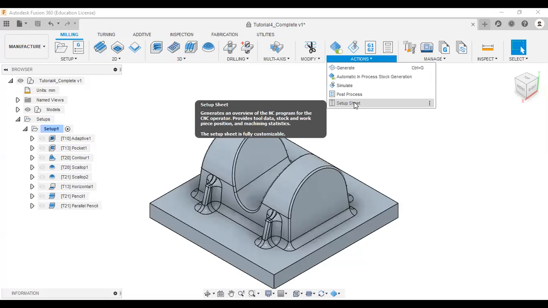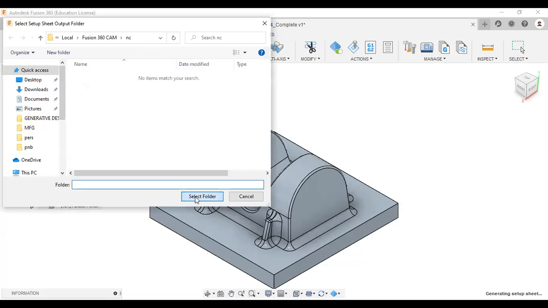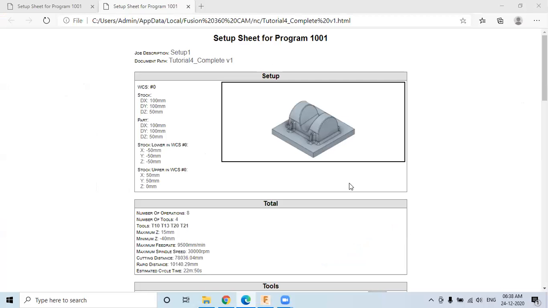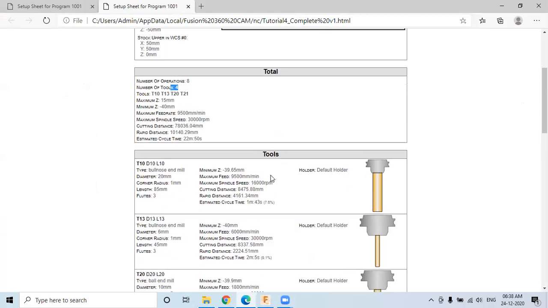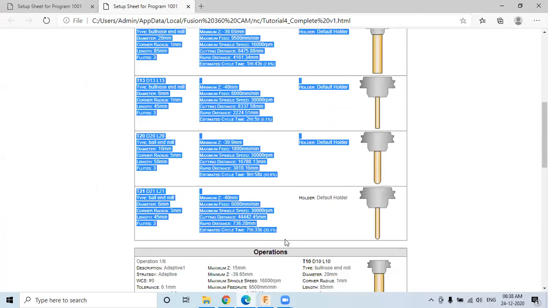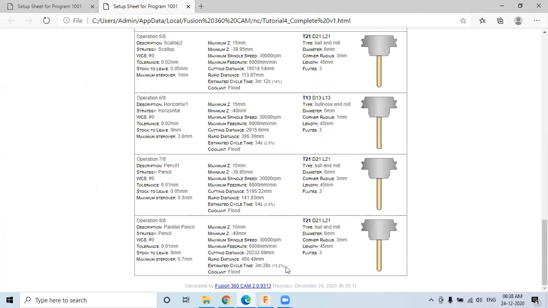you can generate the setup sheet. Here the total number of operations is 8 and the number of tools is 4. So 4 tools and different operations. Okay.